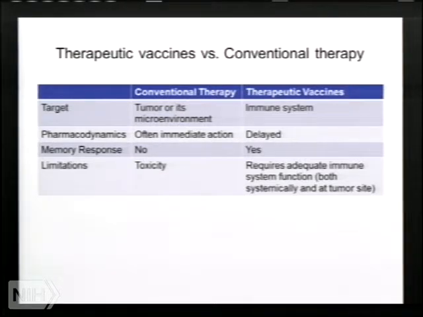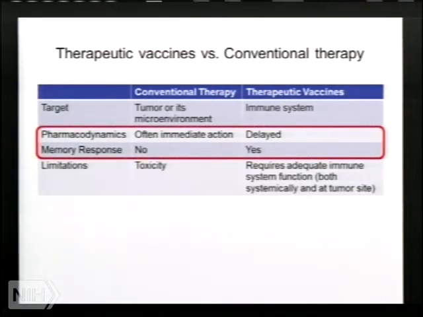With therapeutic vaccines, you expect to see a memory response. That's in fact one of the goals, but you don't expect to see that with conventional therapy. You don't prime an immune response efficiently with conventional therapy. Conventional therapy is often limited by toxicity. Unfortunately, that's not the case with therapeutic vaccines.